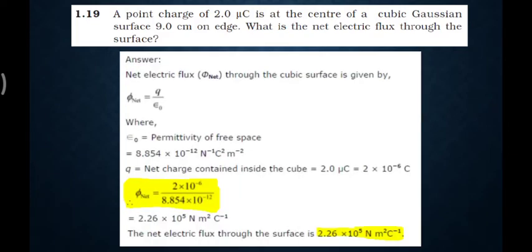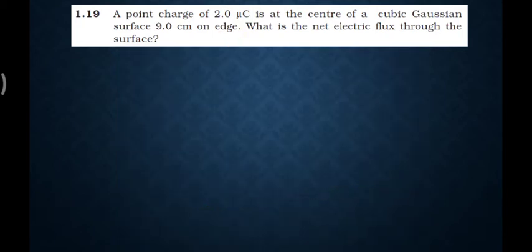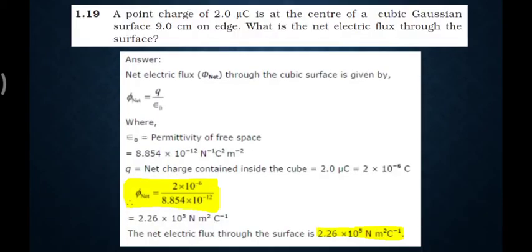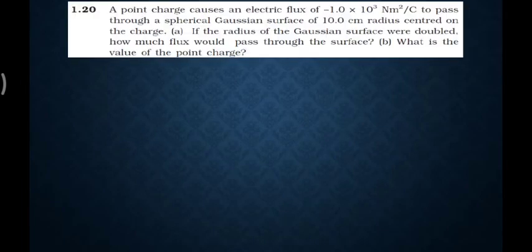Let's go in the easiest manner, which is Gauss law. Phi is equal to q enclosed upon epsilon 0. q enclosed is given as 2 microcoulomb, and epsilon 0 is this one. You will directly get the answer. It's the easiest example I have ever seen. 2.26 times 10 to the power 5 newton meter square per coulomb is the unit. Okay, let's go for 1.20.